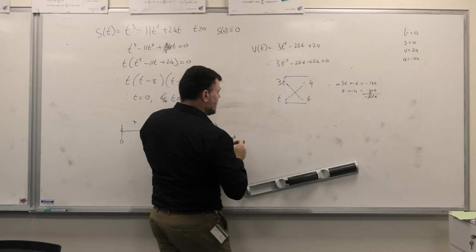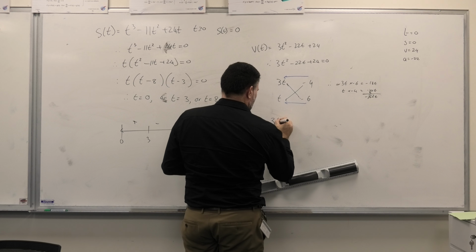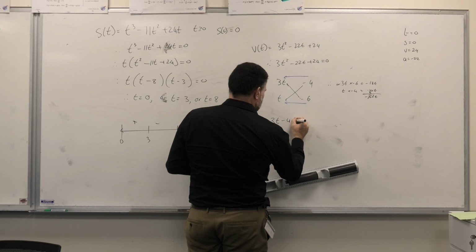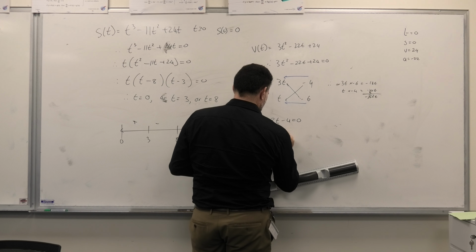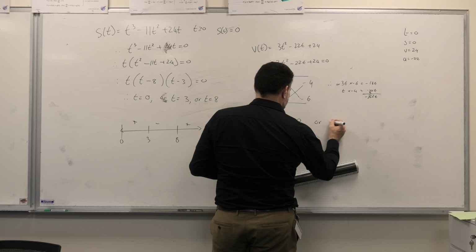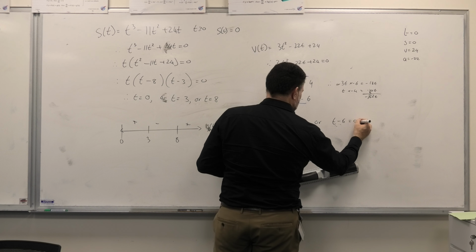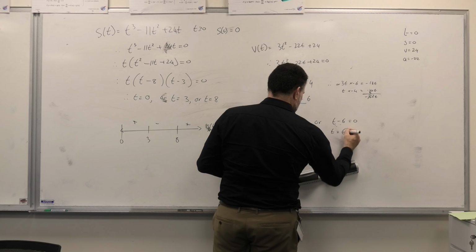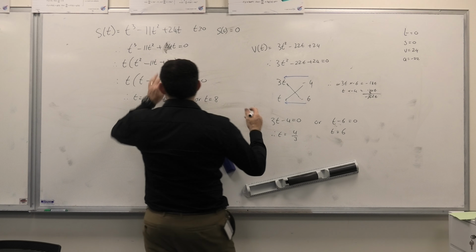So the factor pairs for this here would be 3t minus 4 is equal to 0. So therefore t equals 4/3. Or t minus 6 is equal to 0. So t is equal to 6. Notice they're both greater than 0.